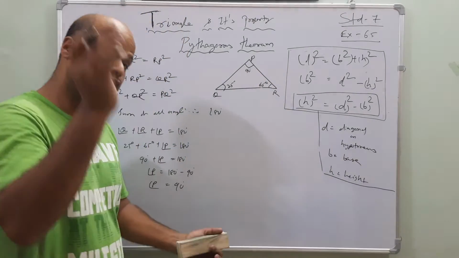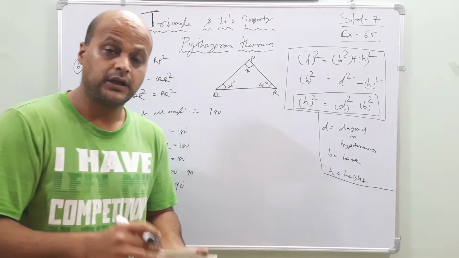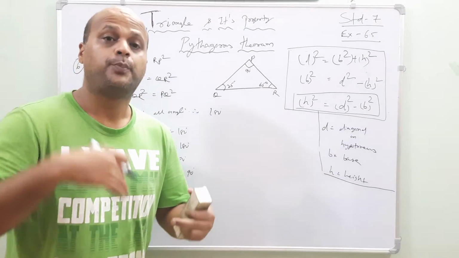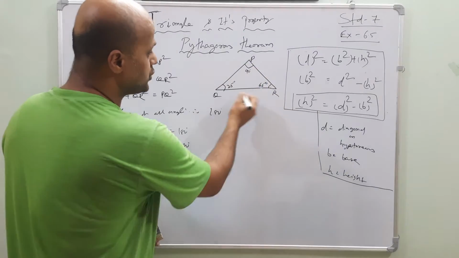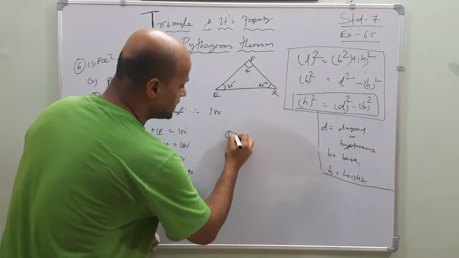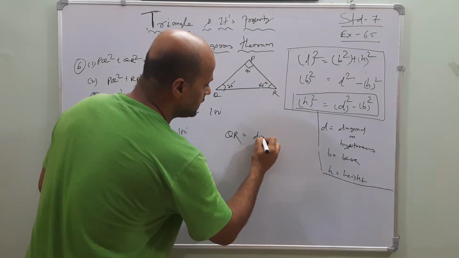Now we know from the previous lesson that the bigger the angle, the bigger the opposite side of that angle. Now angle P is bigger, so which one is the bigger side? QR is the bigger. Now QR will behave as the what? Diagonal.